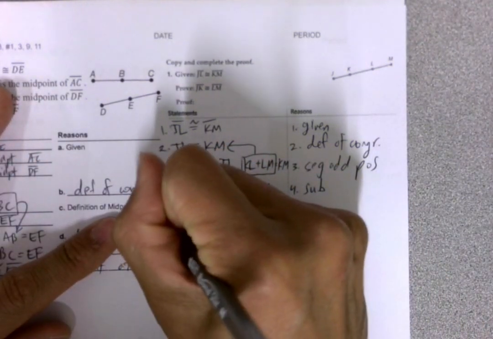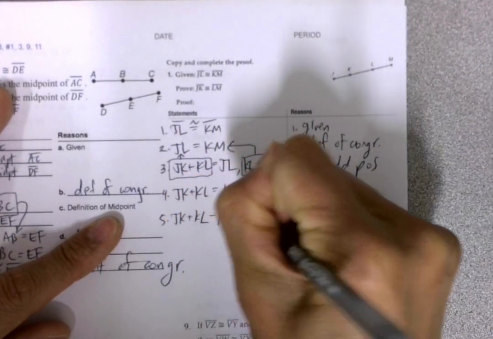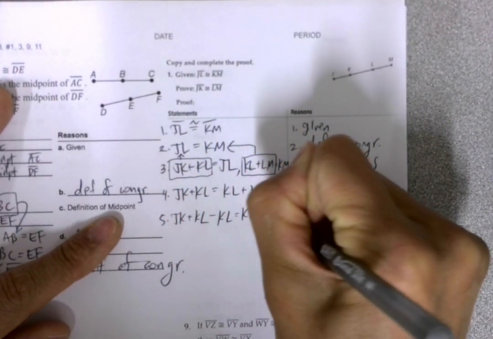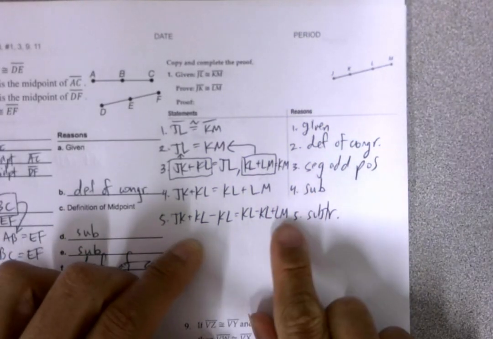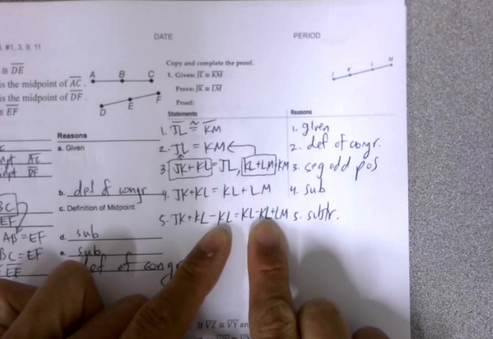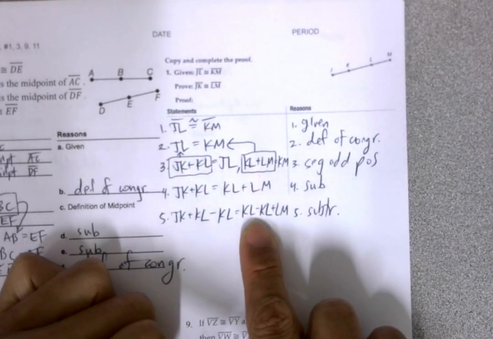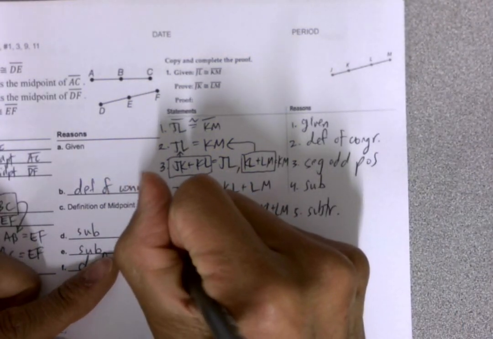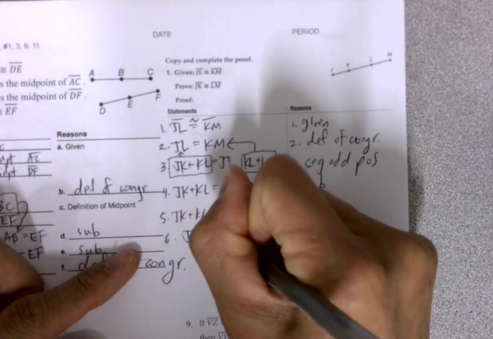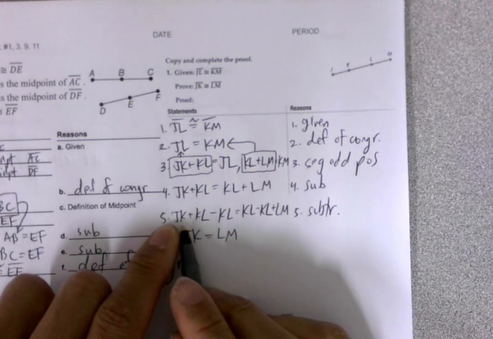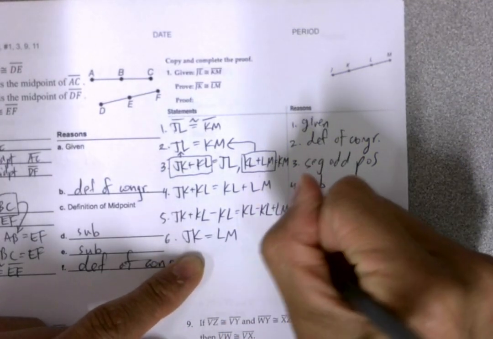So I'm going to subtract. I'm going to do JK plus KL minus KL is equal to KL minus KL plus LM. That's the subtraction property. What am I doing here? I'm subtracting KL from both sides of the equal sign, the same number from both sides. Subtraction property. So now, step 6, those KLs are going to go away, replaced with 0. So now it's going to be JK is equal to LM. The KLs get replaced with 0, what they're equal to, and that is substitution.